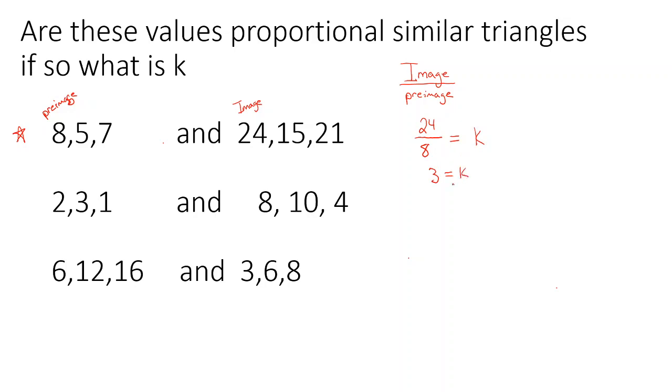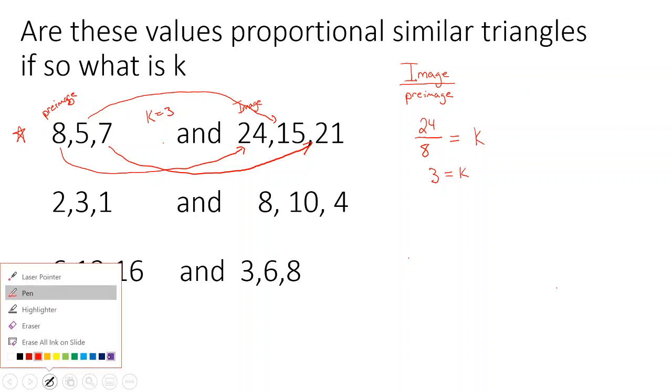So does that work for all three sides of the triangle? Well, 8 times 3 is 24. We already established that. 5 times 3 does equal 15, and that works too. And 7 times 3 is 21. So you'll see that the K value 3 works for 8, 5, and 7 to correspond to 24, 15, and 21. But that's not the only way we could prove this to be true.